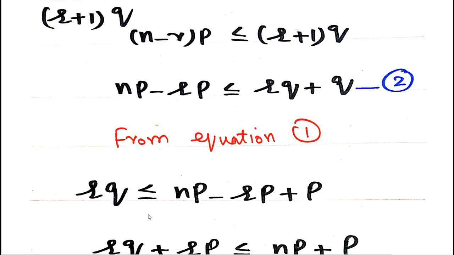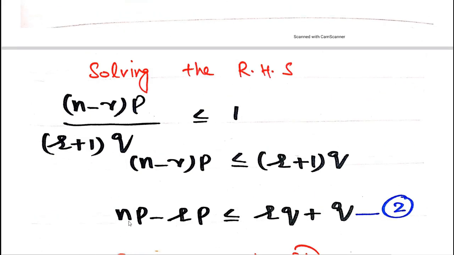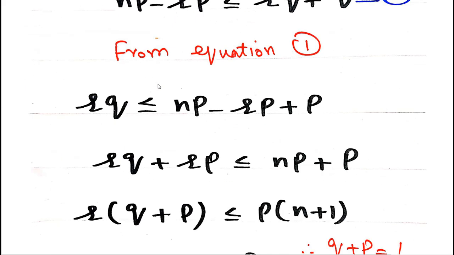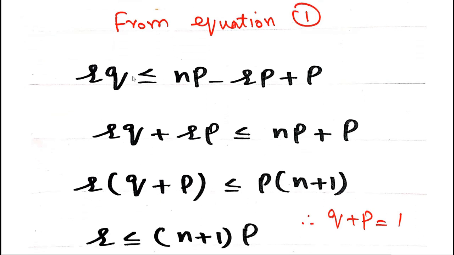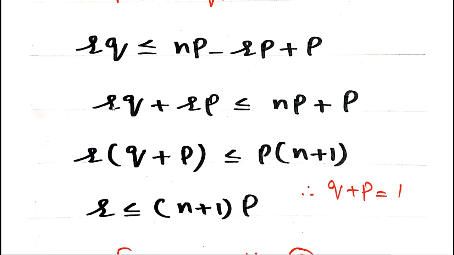So from equation 1, we solve equation 1. Rq less than or equal to np minus rp plus p. Take this term on the right side. Rq plus rp less than or equal to np plus p. Take p common, (n plus 1) p. Take r common here, (q plus p). Q plus p is equal to 1. So r less than or equal to (n plus 1) p.